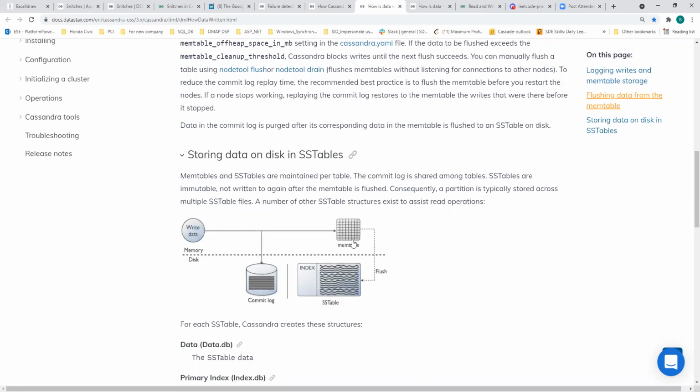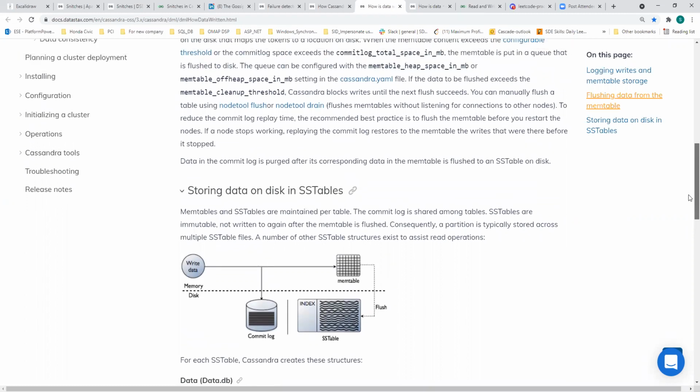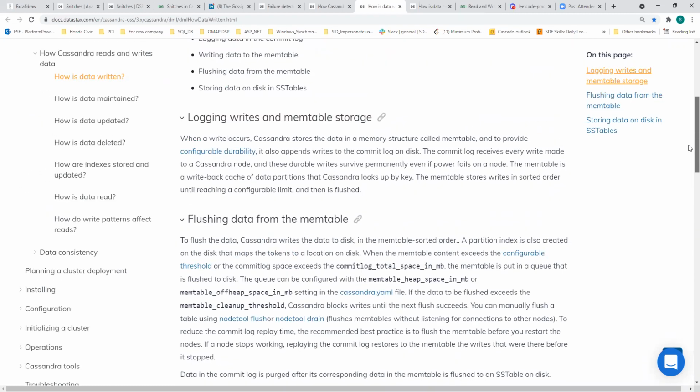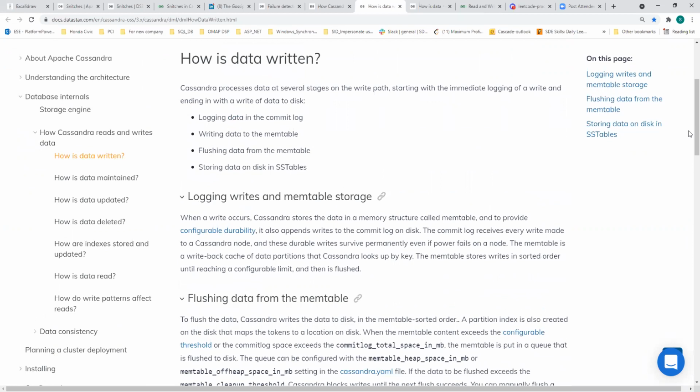Before going there, when the mem table is full, we flush it to the SS table, and the SS table is on the disk. The mem table is in the memory. So we have the commit log on the disk and SS tables on the disk, and the mem table is the only one in the memory. So the mem table acts like a cache in this case. They call it a write-back cache, right?